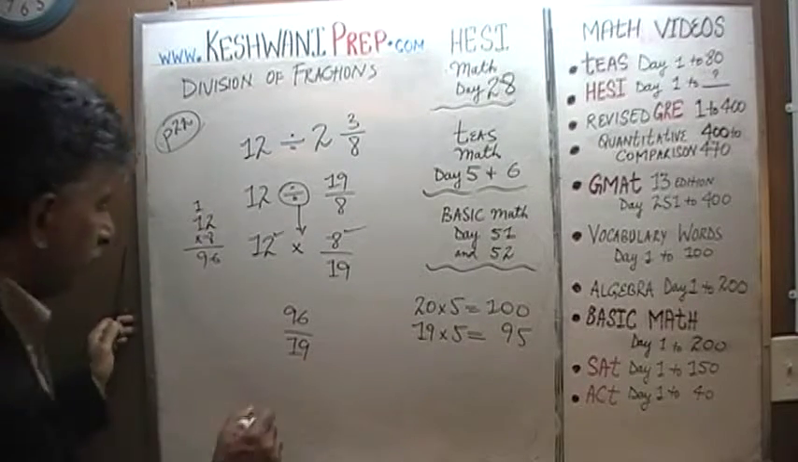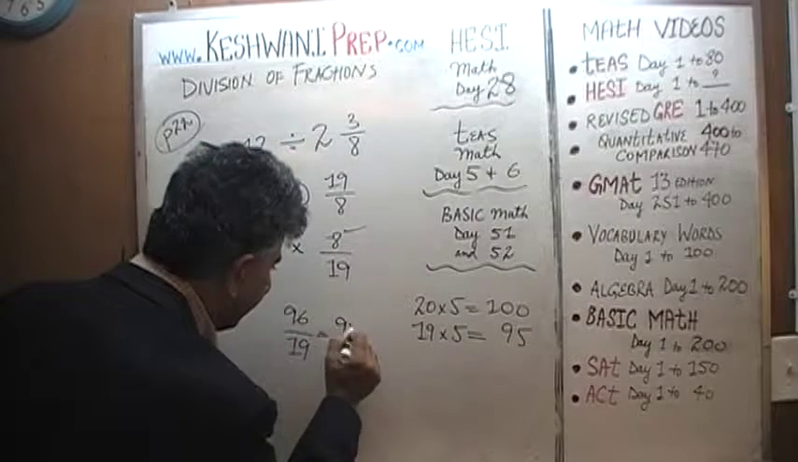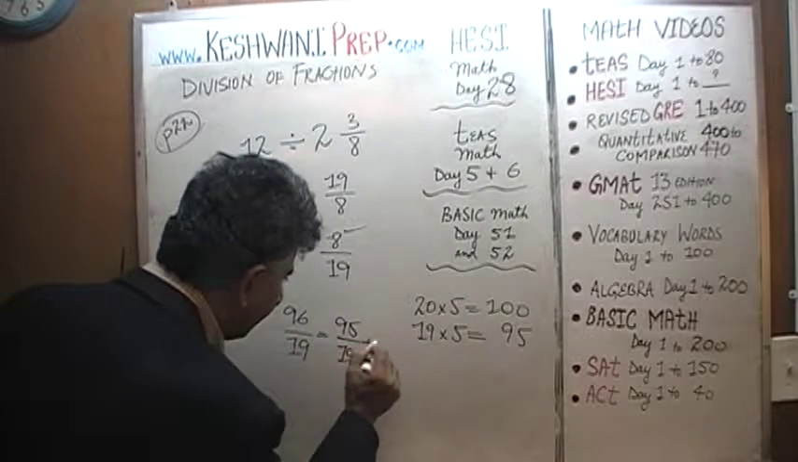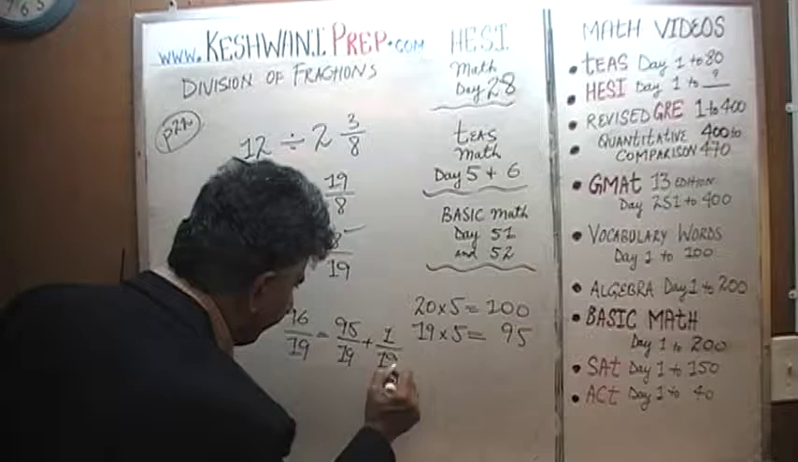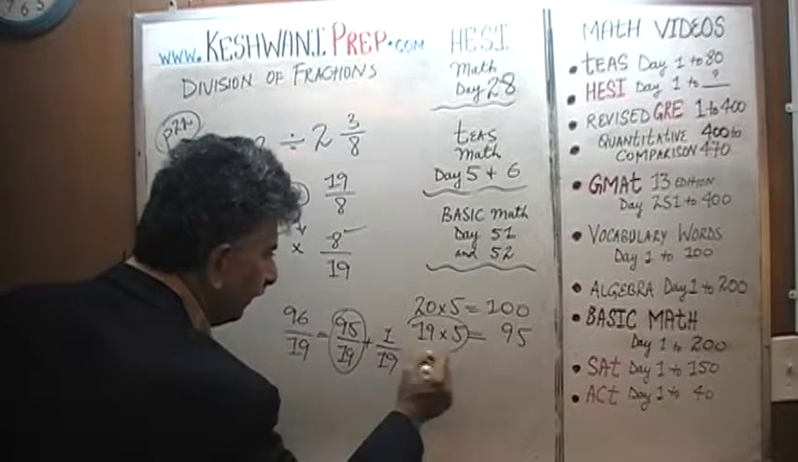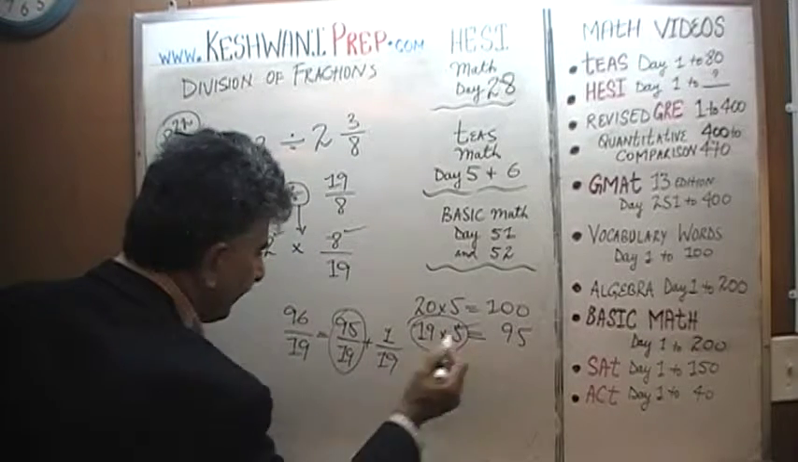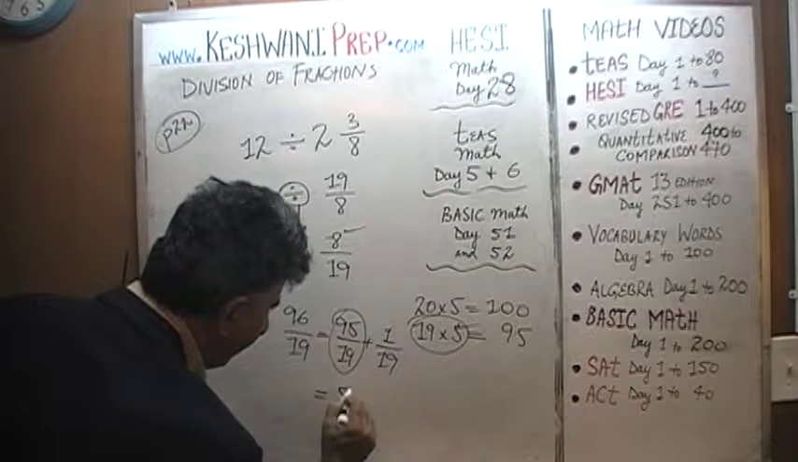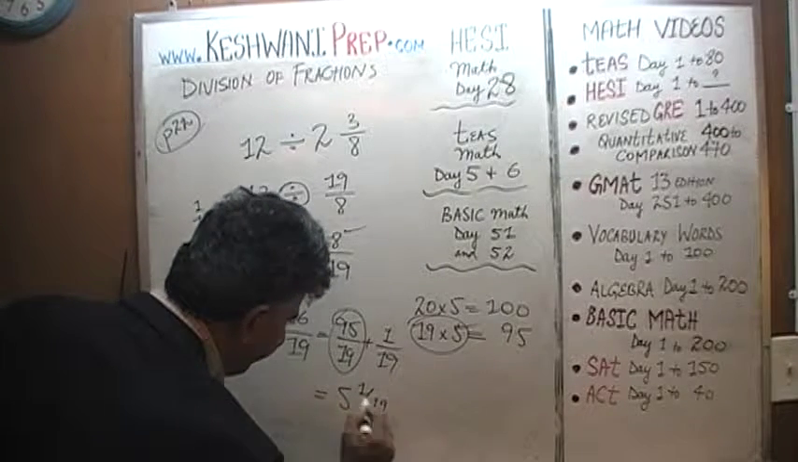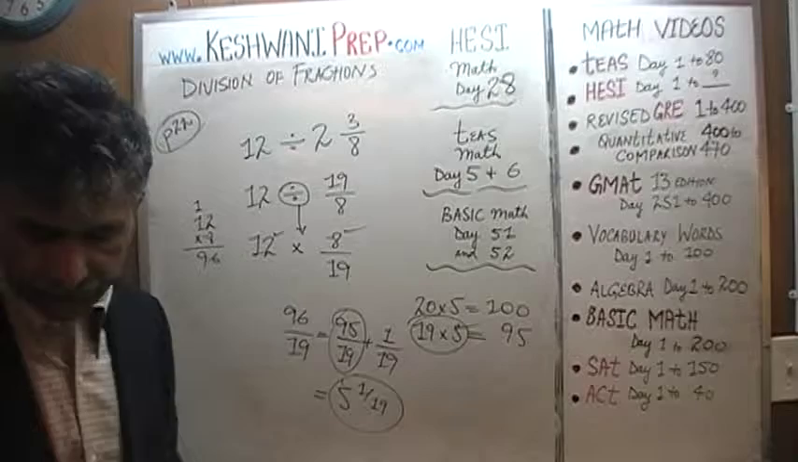Why don't we break up this 96 into 95 over 19 plus 1 over 19. And we know 95 over 19 is 5, because 19 times 5 is 95. So it becomes 5 and 1/19. There you go. That was it.